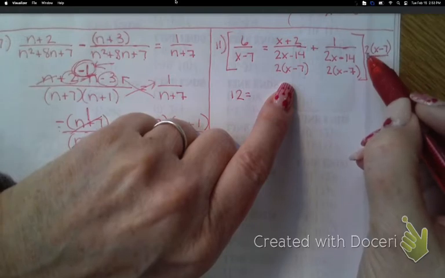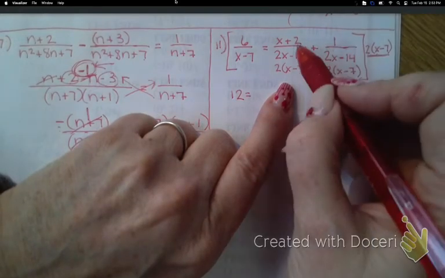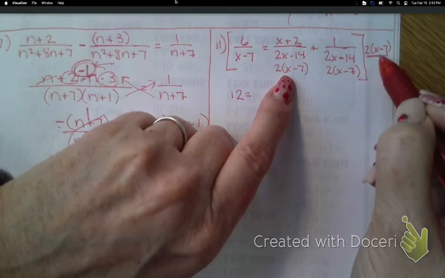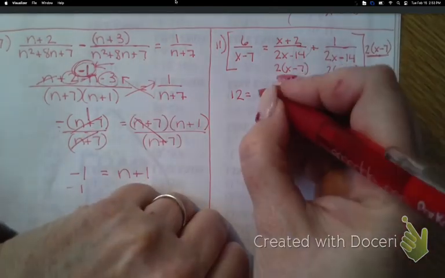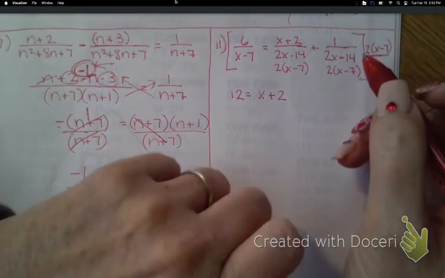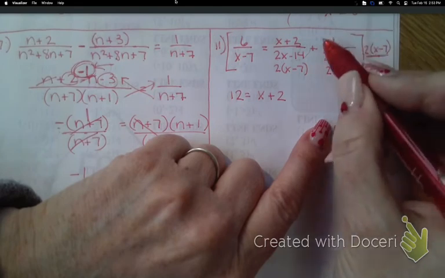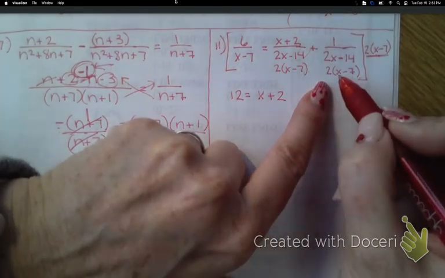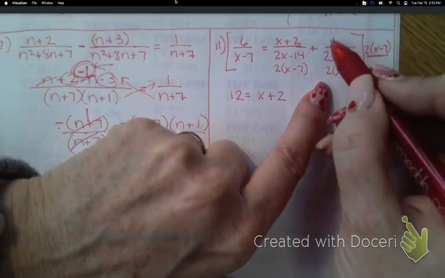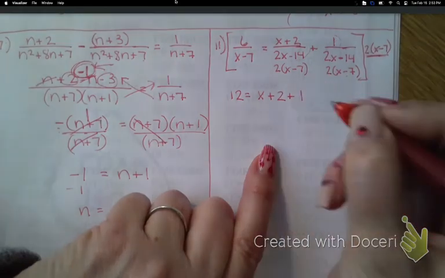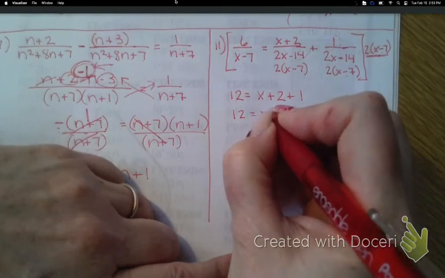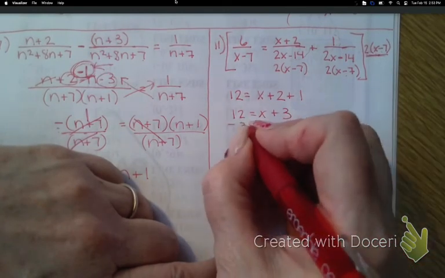2 times x minus 7 times the next fraction. The 2x minus 7 and 2x minus 7 reduce out, correct? And I'm left with x plus 2. Move the 2 over. I'm not done, I have one more fraction. The denominator is 2x minus 7 times 2x minus 7. They reduce out, and I'm left with what? 1. Now, what would I do? Combine my terms. So I have 12 equals x plus 3 minus 3. X is 9.